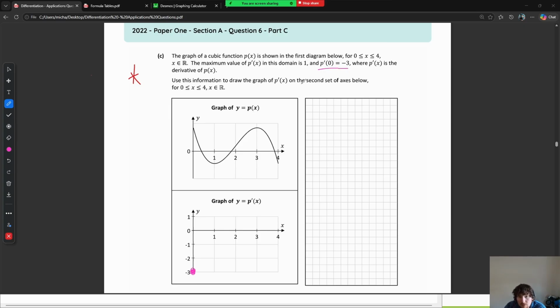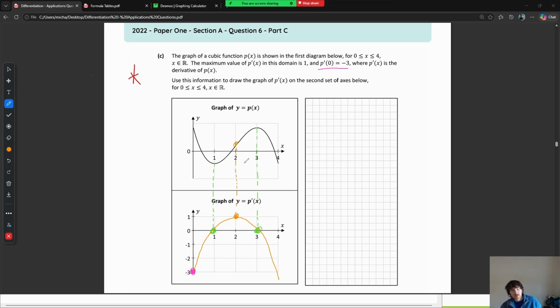Use this information to draw p dash x on the second set of axes. As I said to you, the examiner will be expecting you to do these dashed lines down here, because the student is expected to know that these are the points where this will cross the x-axis. The derivative of a cubic will give a quadratic. And you were told that this one's maximum value is 1. You can see the symmetry here. So what we're looking at is a quadratic like this, and that will be the full marks there. This point actually lines up with the point of inflection here.